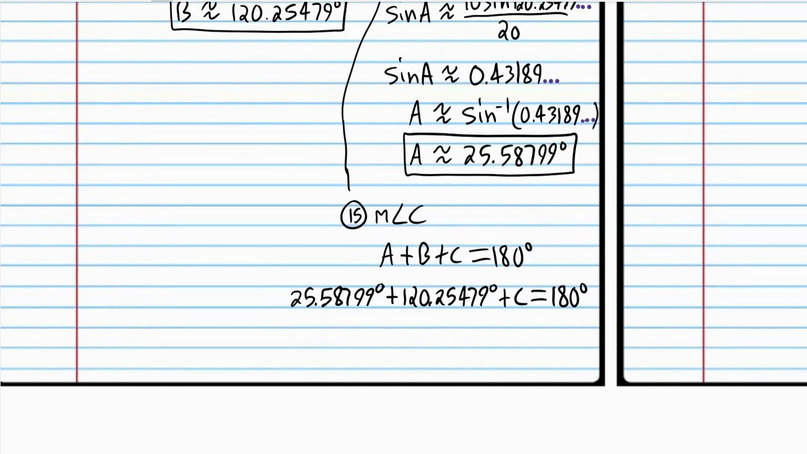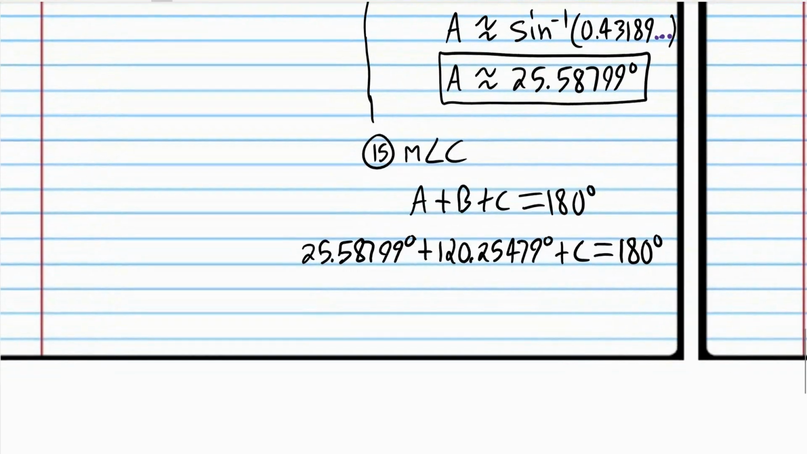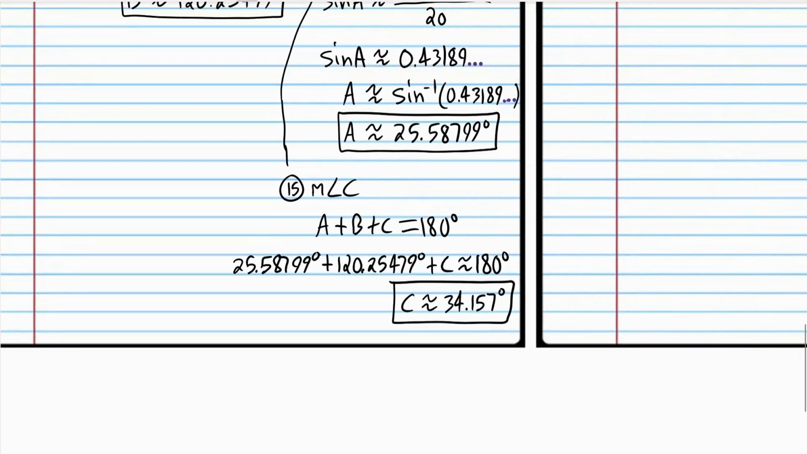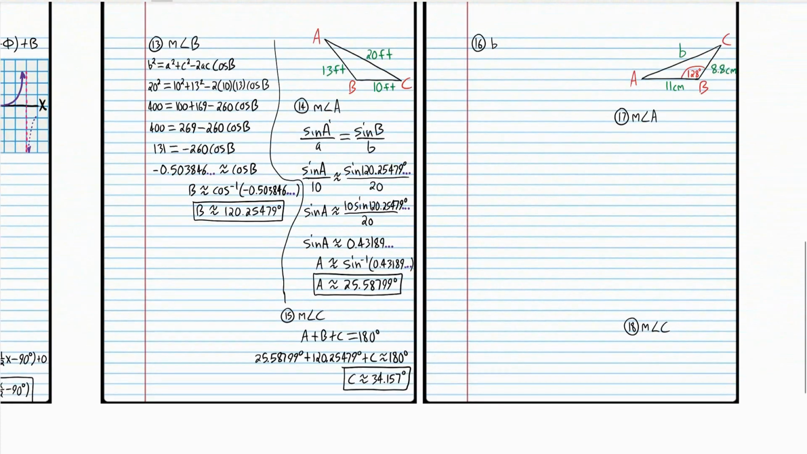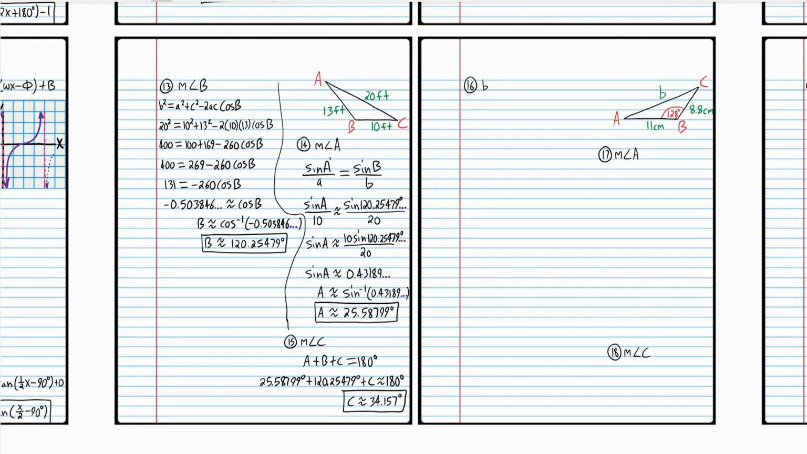So we're going to add 25.58799 to 120.25479. And then we're going to subtract that from 180. And there's many different ways to do this in your calculator, so be sure that you know how. And that should be an approximately equal to symbol. 34.157, and we're at the end of the problem, so I don't really care about carrying out a lot of digits there.